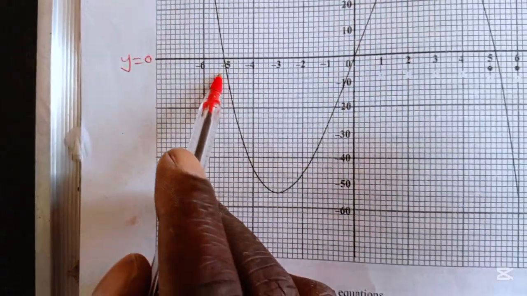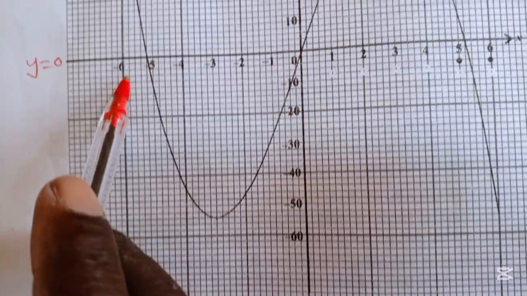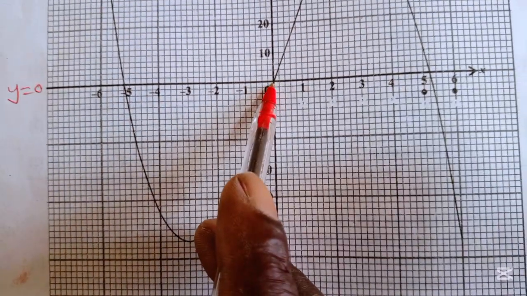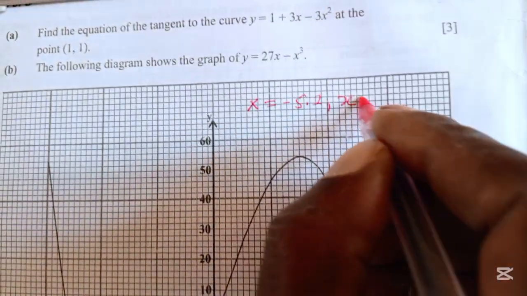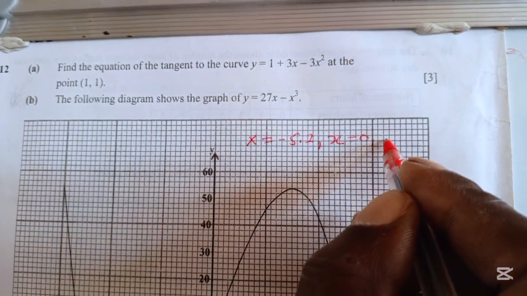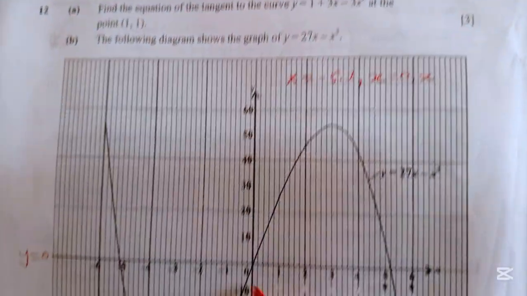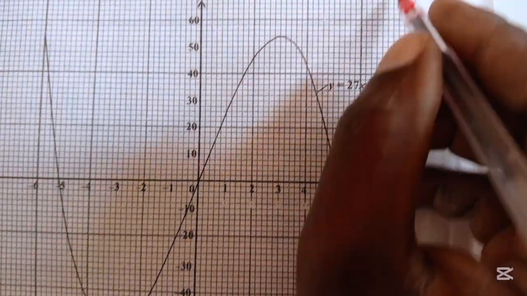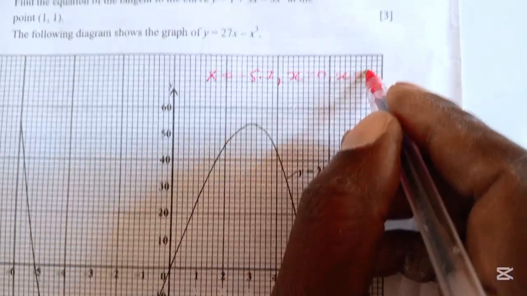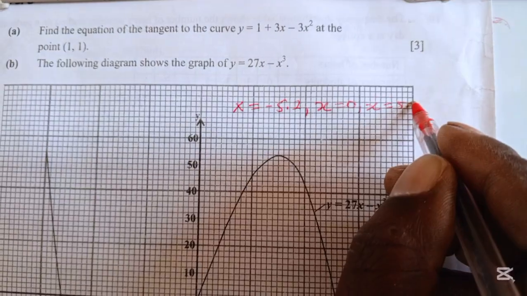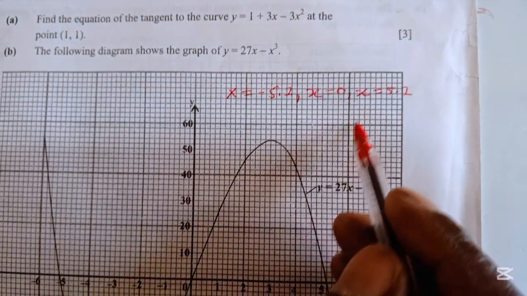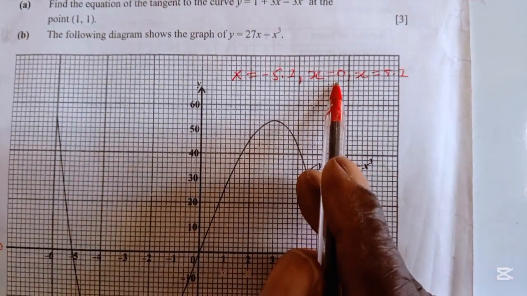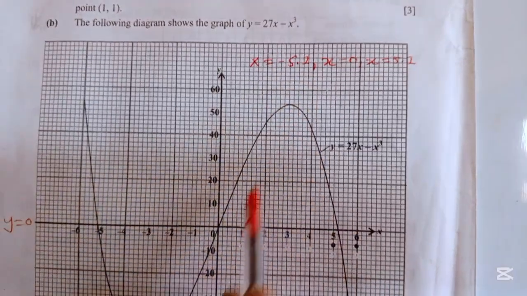So you can see that this is how it goes. Next, you come here, it cuts at 0. So the other value of x is equal to 0. What about the last value of x? You agree with me that it is positive 5.2. So these are the values of x: I've got 5.2, I've got 0, negative 5.2.